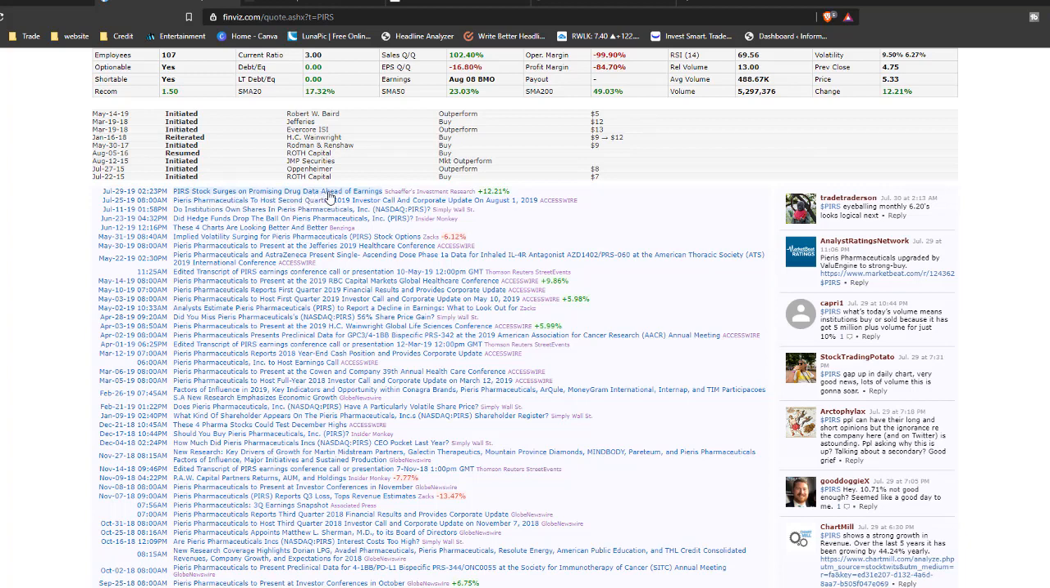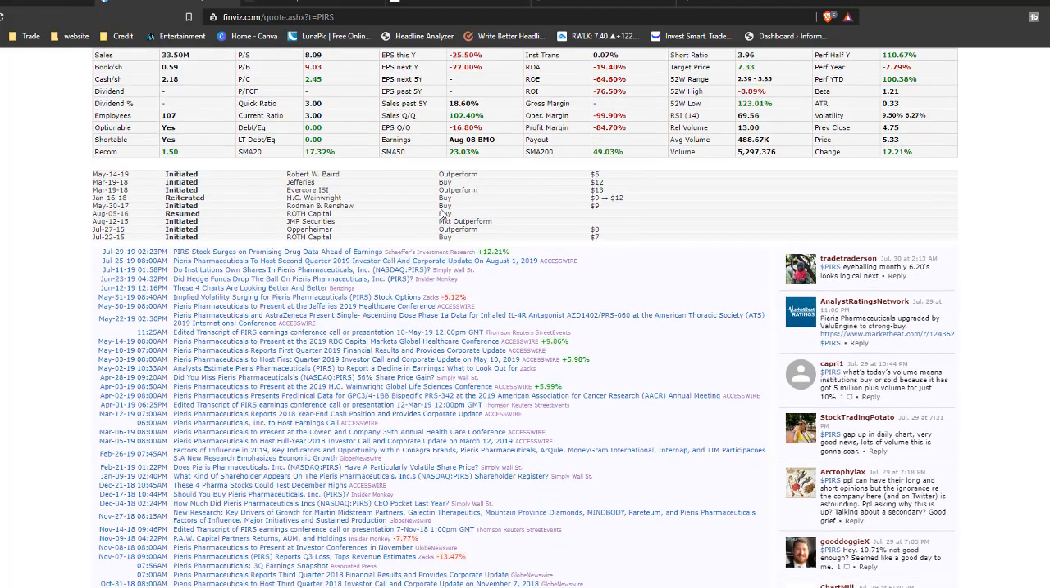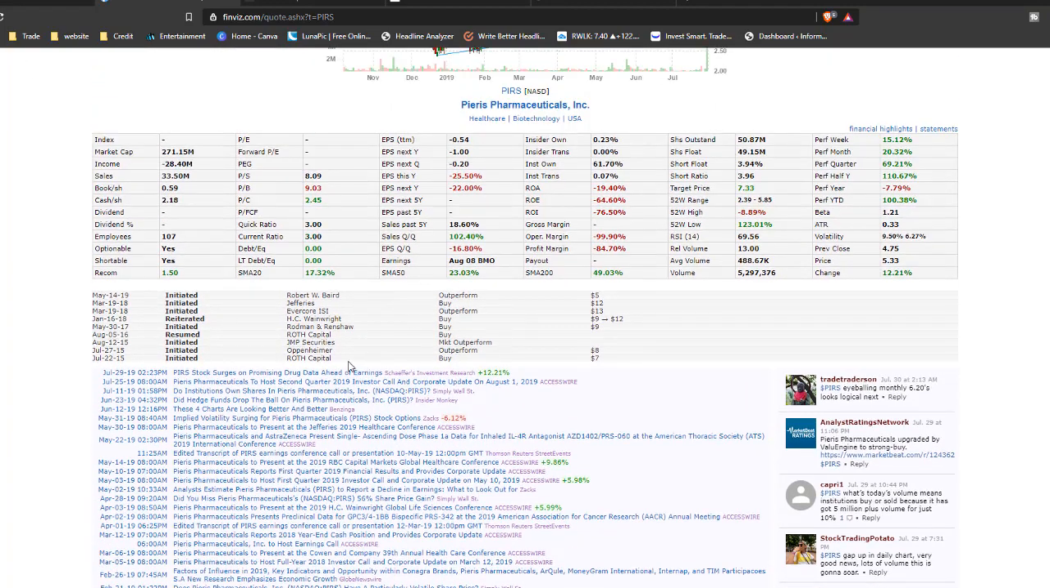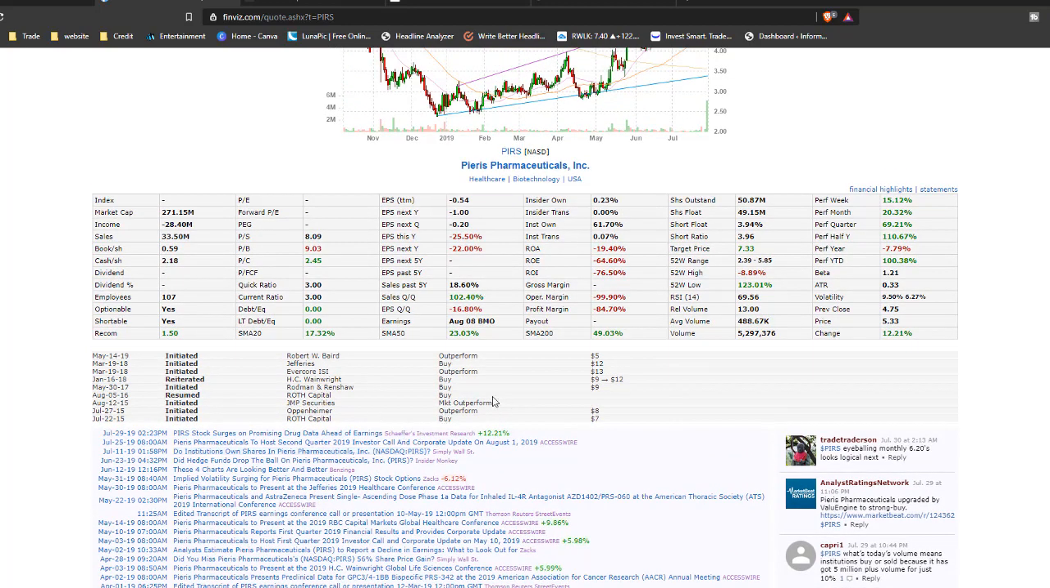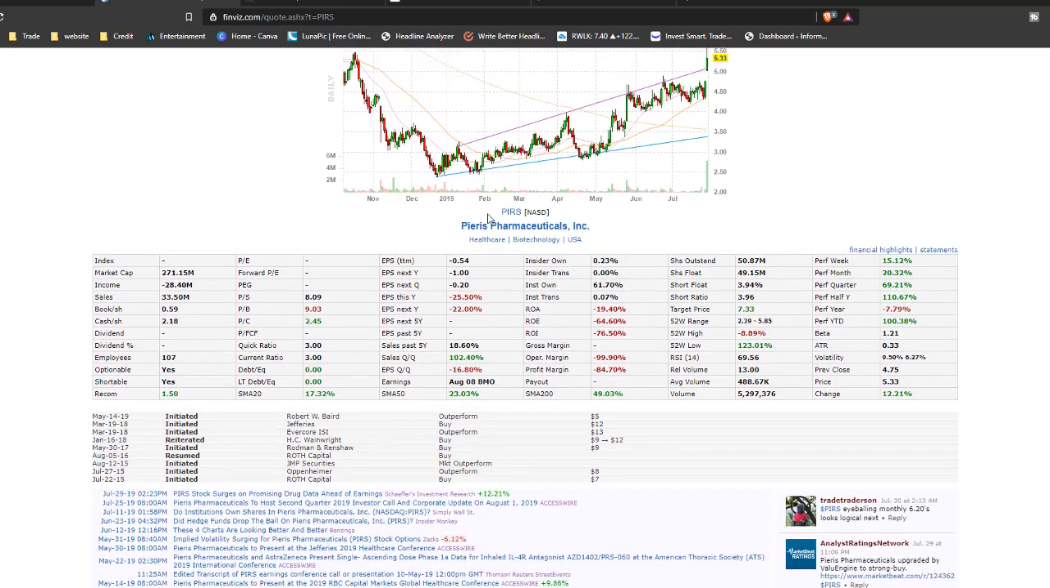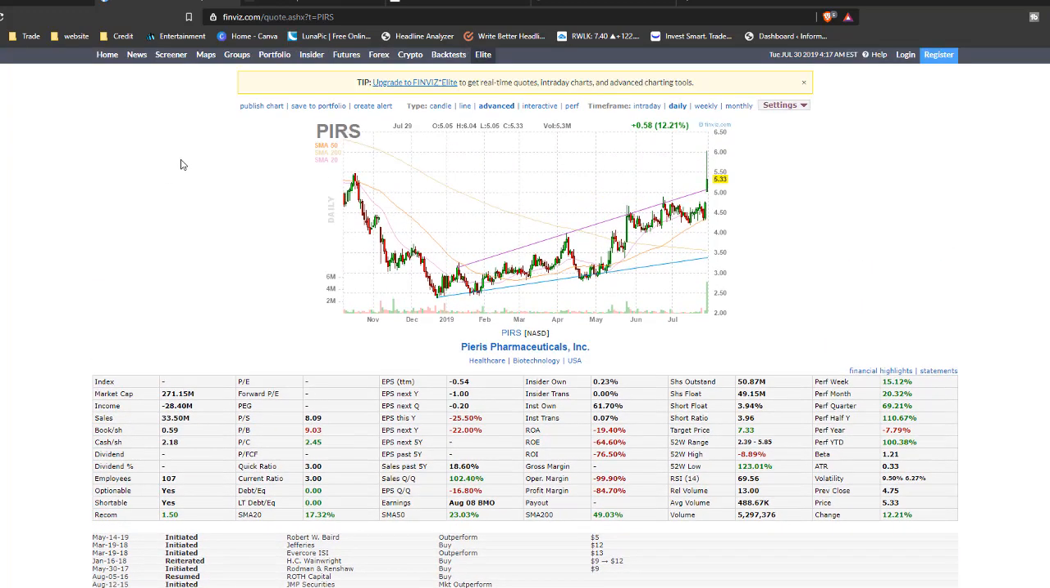So there's data that they released from the stock, promising data ahead of their earnings. Now the other thing that we need to identify is another website that we can go to for charting, or any other thing that we can use. We can go to tradingview.com.